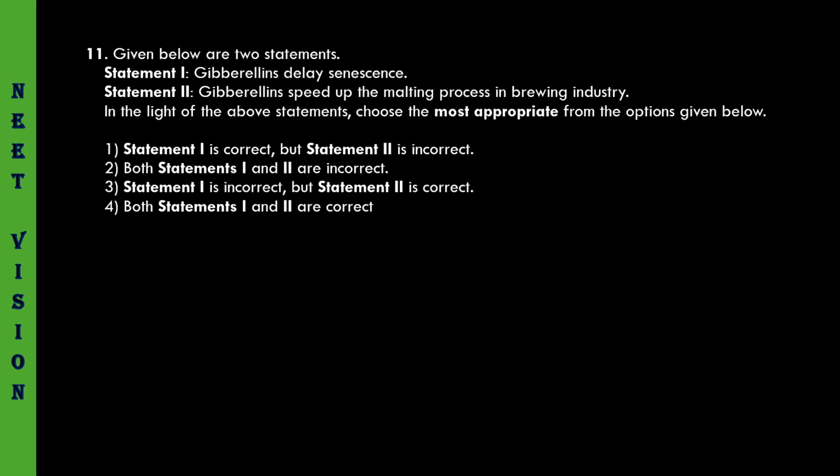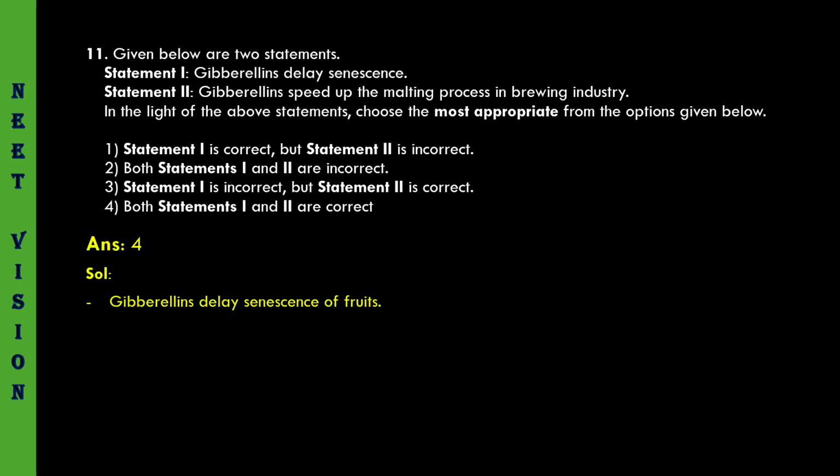Coming to the next question. Statements 1 and 2. Gibberellins delay senescence. Yes, they delay the senescence of fruits like apple, oranges, etc. Gibberellins speed up the malting process in brewing industry. Absolutely true. Gibberellins promote the synthesis of alpha amylase, and this alpha amylase converts the starch into maltose. So that's why the second statement is also correct. Both statement 1 and statement 2 are correct. Fourth option must be the correct one.